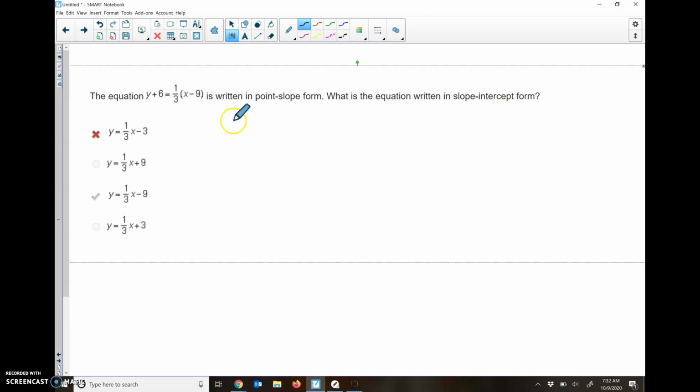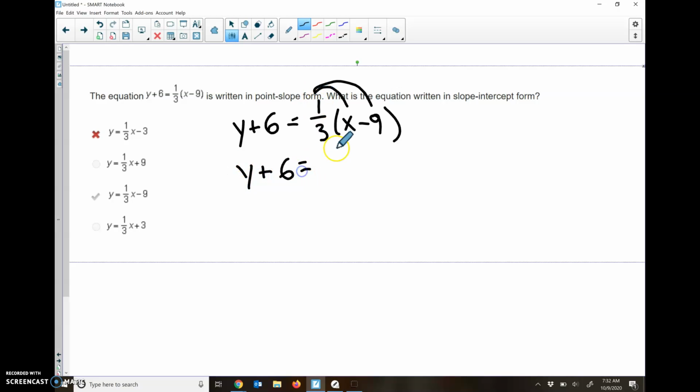Next one is exactly the same thing. So y plus 6 equals 1/3 times (x minus 9). First step, I'm going to distribute the number in front of the parentheses, in this case 1/3. So y plus 6 equals 1/3 x, and 1/3 of -9 is -3.